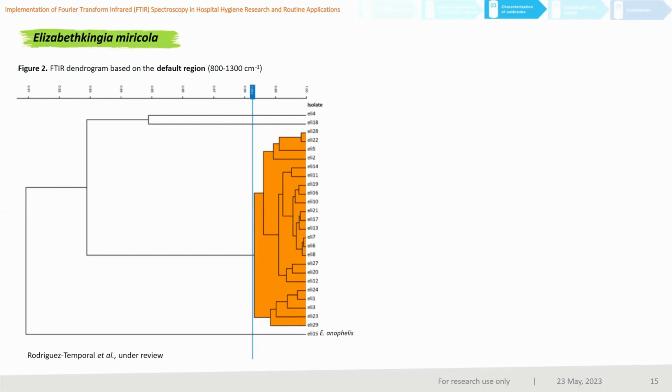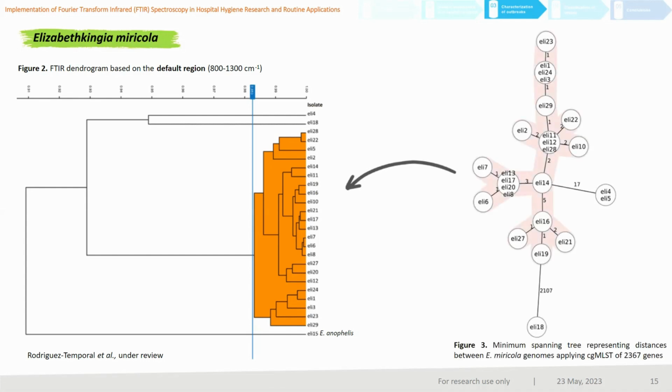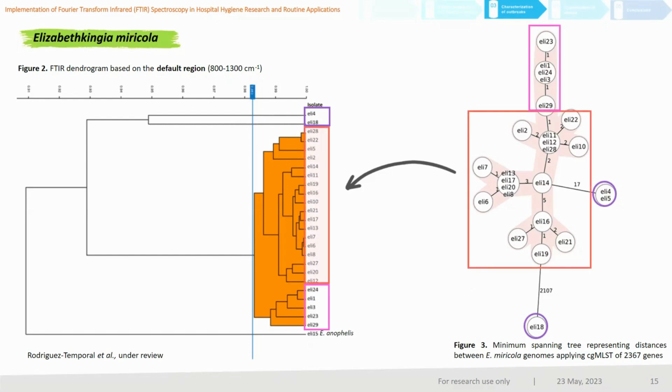To confirm these findings, we performed whole genome sequencing, and this is the representation of core genome MLST. First, we observed that the outer isolates were almost the same, isolates number 4 and 18, and I will discuss later the isolate number 5. This small cluster inside the outbreak corresponded to this group of isolates, while the remaining isolates belonged to all this central group. Furthermore, the 3 environmental isolates were also included in this central group, and therefore we could confirm that the environmental and the outbreak-causing strain were indeed the same.